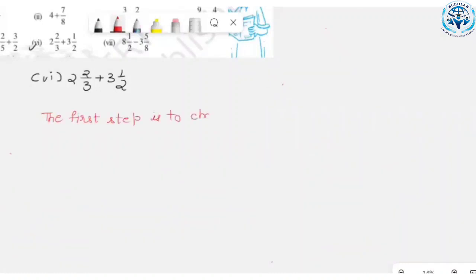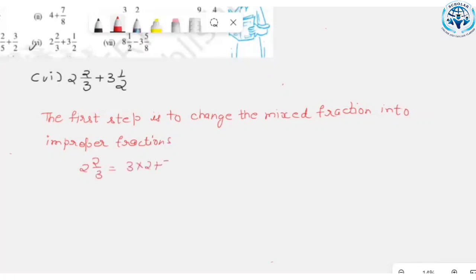When we are adding mixed fractions, the first step is to change the mixed fractions into improper fractions. In the first one, we will multiply 3 and 2. 3 twos are 6, and add 2. 6 plus 2 is 8. So the improper fraction is 8 by 3. The second improper fraction is 7 by 2.